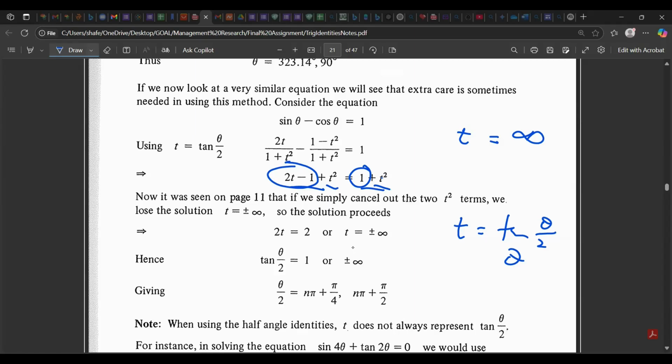Therefore, this equation is going to be equal if, of course, 2t equals 2, which means that t equals 1, or theta is either positive or negative infinity, right? Keep that in mind. Let me go over that again. That's deep.